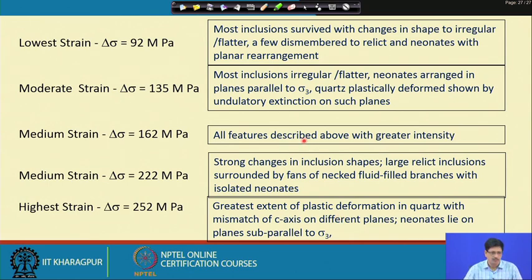So, the observation is that with increasing delta sigma, it always gives rise to a greater degree of plastic deformation in the host quartz grain.